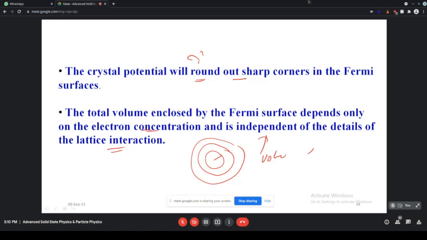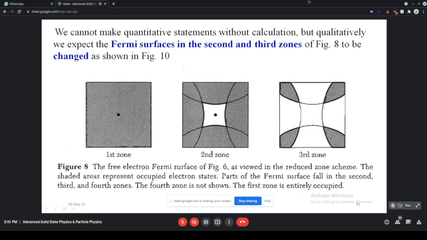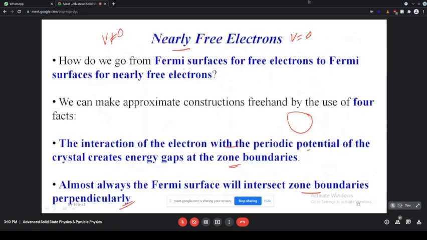If you consider the electron lattice interaction, then this interaction causes distortion in the Fermi surface. There will be more distortion if you consider more electron lattice interaction. But the volume or area of the Fermi surface is independent of the interaction. For example, somewhere we have drawn like this. Let me revise again.